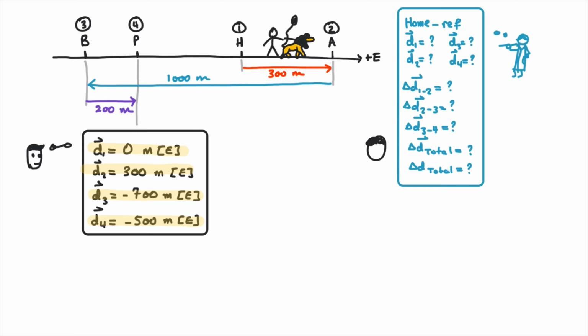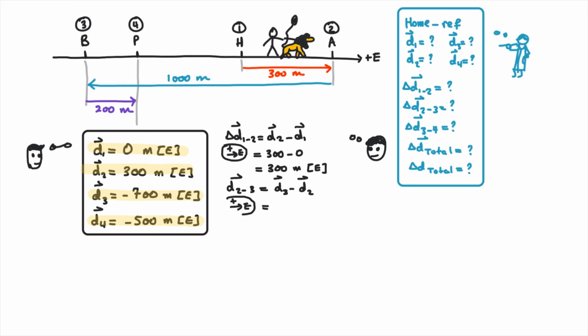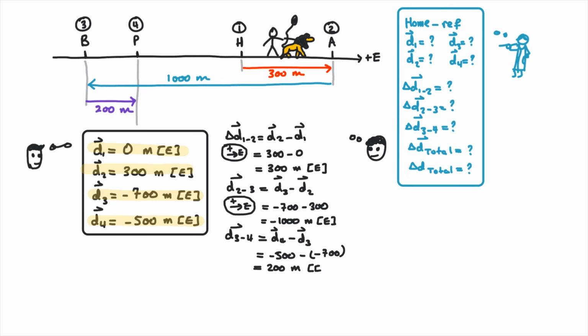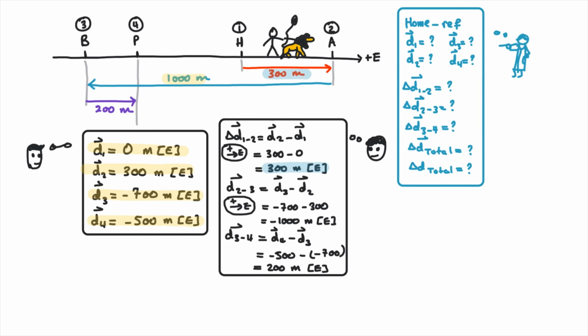Jordan already knew all the displacements from the vectors, but he decided to subtract the positions to make sure that they are consistent. Displacement or change in position from 1 to 2 was calculated by position 2 minus position 1. This was 300 meters east. Displacement from 2 to 3 was position 3 minus position 2. This yielded negative 1000 meters east. Finally, displacement from position 3 to 4 was position 4 minus position 3. This was calculated as 200 meters east.